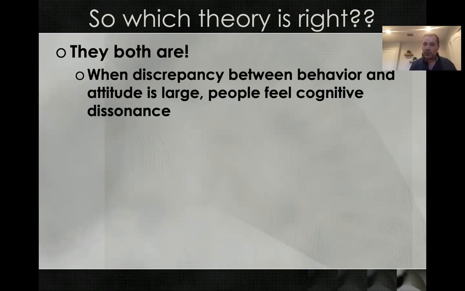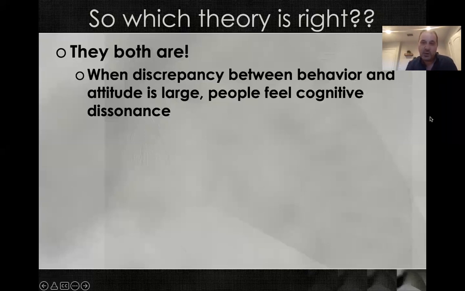So cognitive dissonance is justifying and rationalizing. Self-perception is also not rationalizing, okay? Self-perception is rational. You come to a rational conclusion, okay? But you're not rationalizing. So keep that in mind.